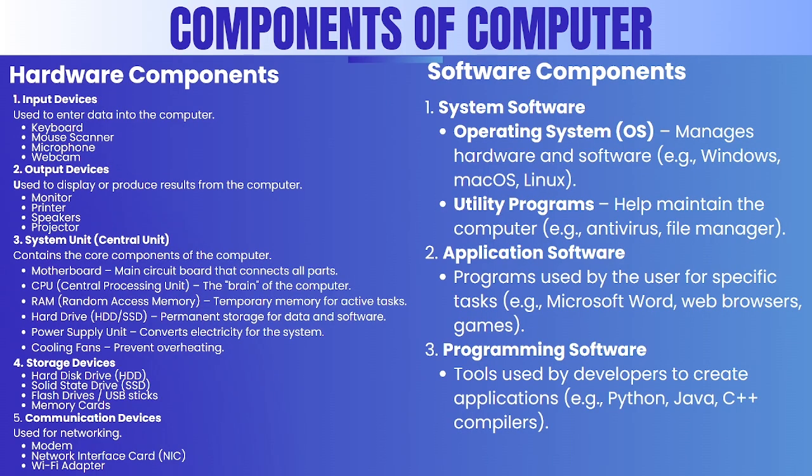Software components. In software components, we have system software. In system software, we have operating system, which is the system that manages hardware and software. Example is Windows, MacOS, or Linux. It also contains utility programs. Those are programs that help to maintain the computer. Example, antivirus, file managers, and others.